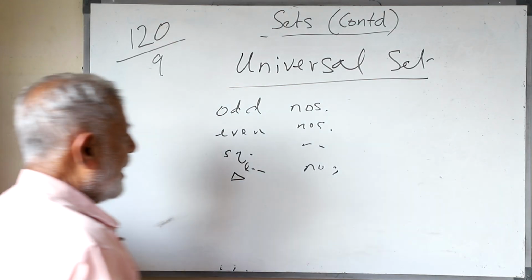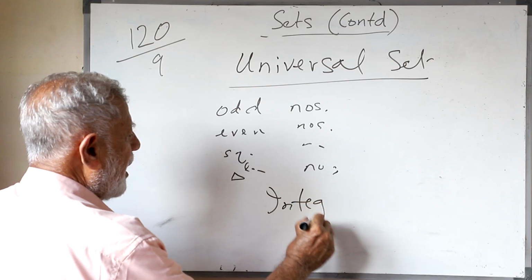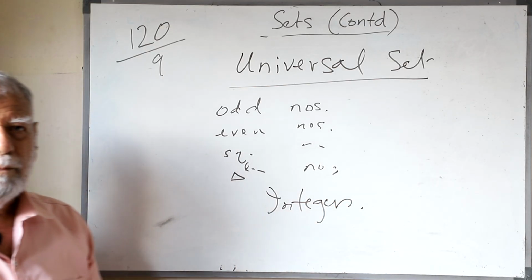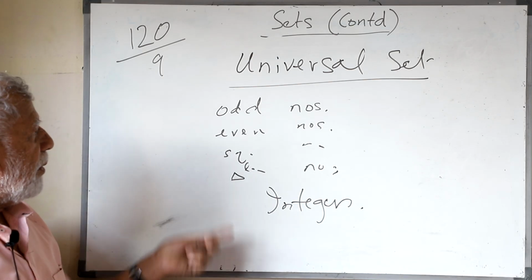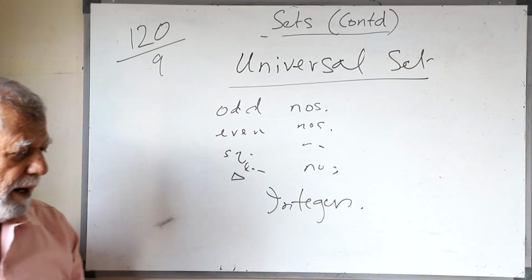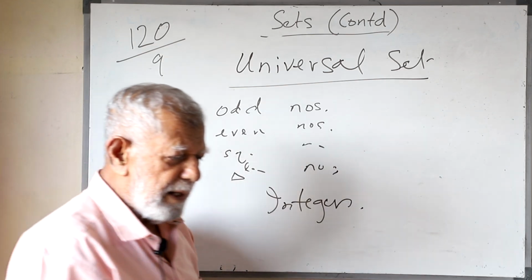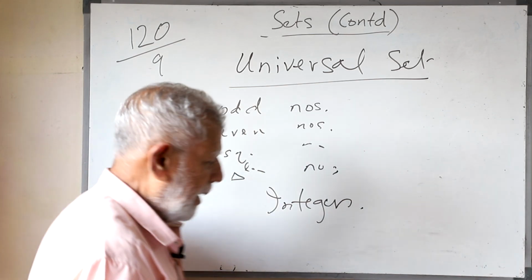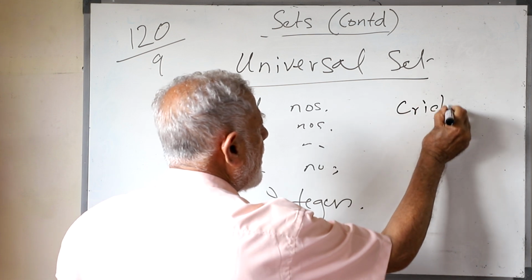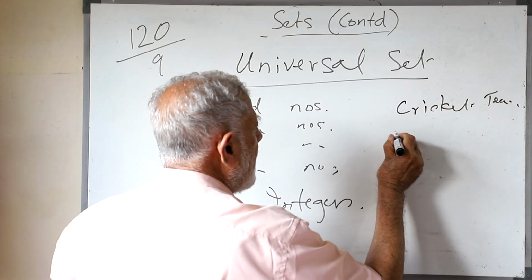What is the universal set? We can say the universal set is the integers, because all these are coming under numbers. 1, 2, 3, 4, 5. The integers are 1, 2, 3, 4, 5 up to any amount. So odd numbers, even numbers, all these come into this group. So we say integers is the universal set for this. If we take another example, supposing in a school we have a cricket team, and we'll say the literary society.